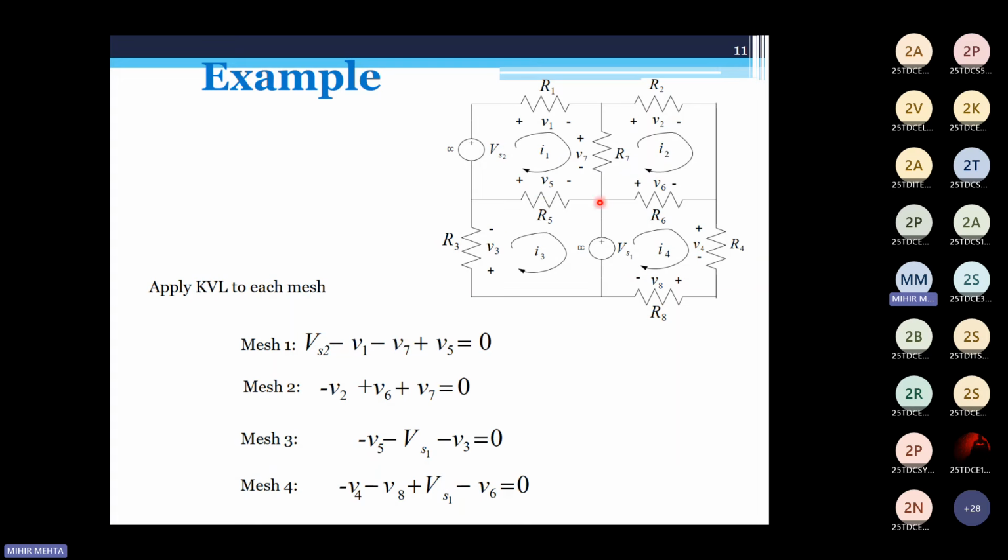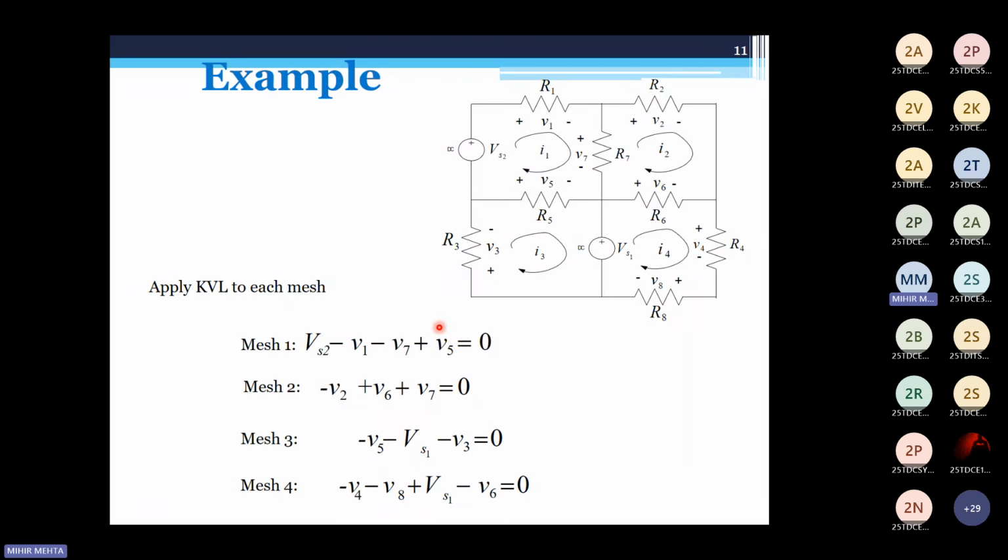Coming to the bottom right corner and then moving to the bottom left corner of your mesh 1, you are moving from the negative terminal to the positive terminal. The current would be moving from the positive terminal to the negative terminal, and you are moving in a direction which is opposite to that of the current.